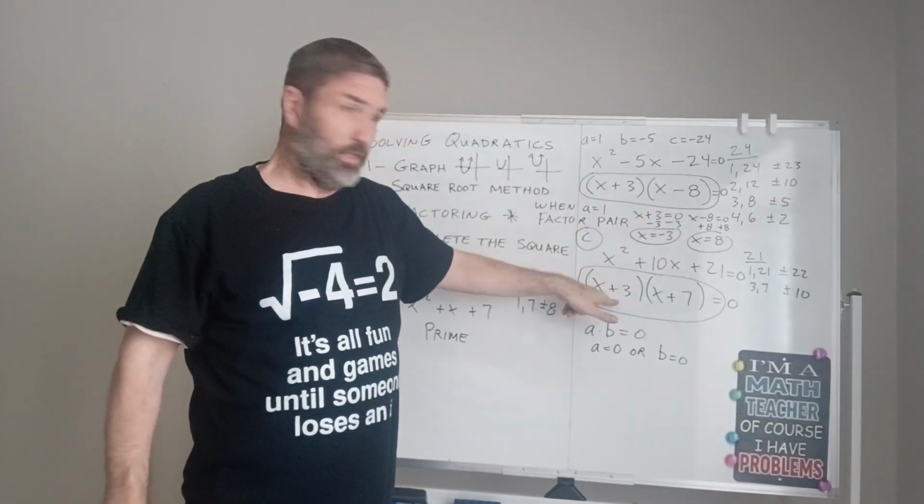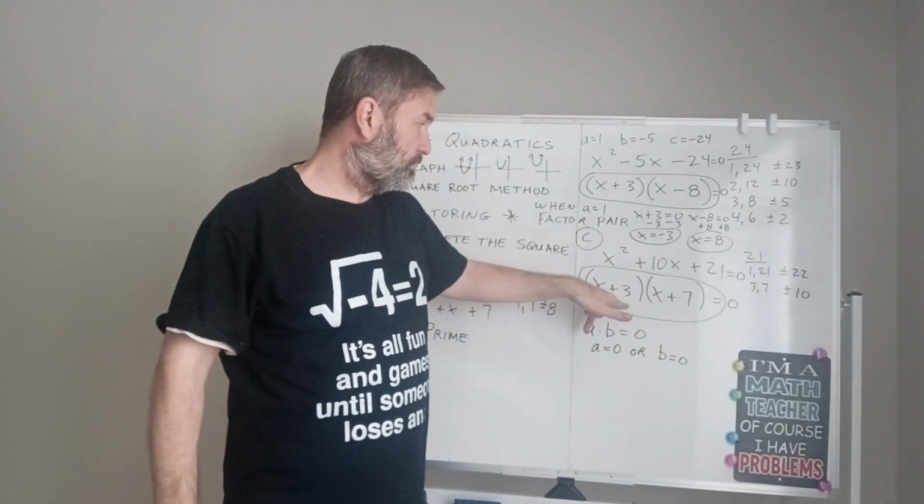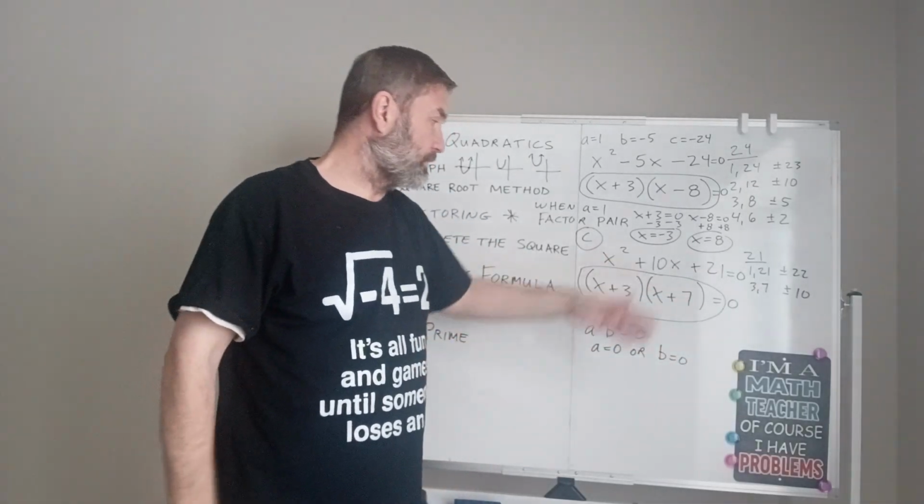So opposite plus 3 would be a negative 3 again. Opposite plus 7 would be a negative 7. So negative 3, negative 7, those would be the solutions to that quadratic. The solutions are always the opposite, okay?